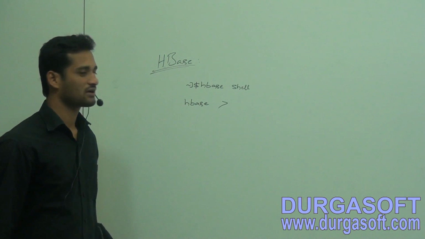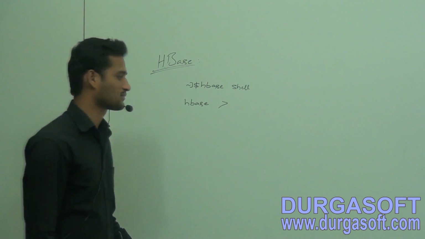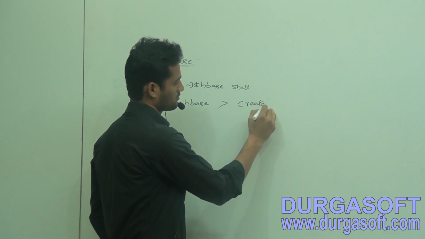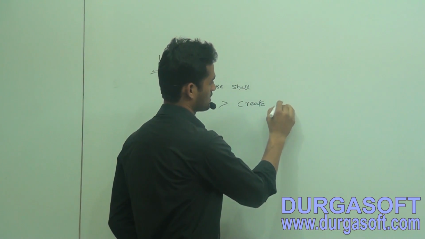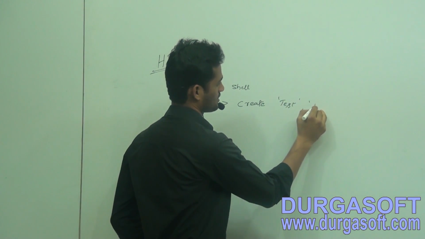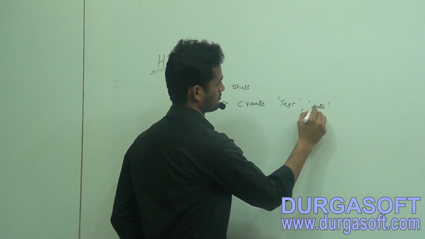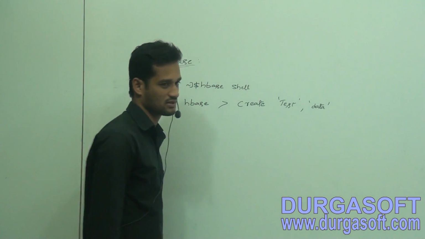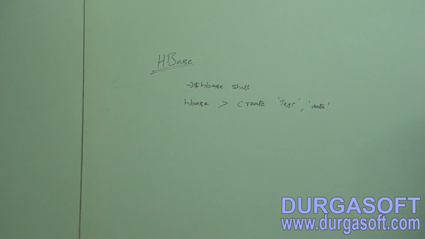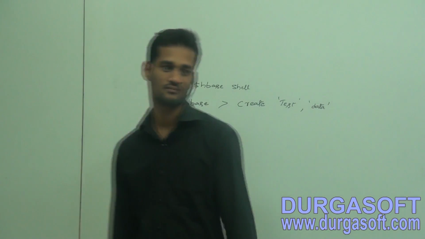Now I'll create one table here. How to create a table? Very simple. Create, and I'll give a table name, test, comma, data. Don't give any semicolon. Create test, comma data. So what is this data here?